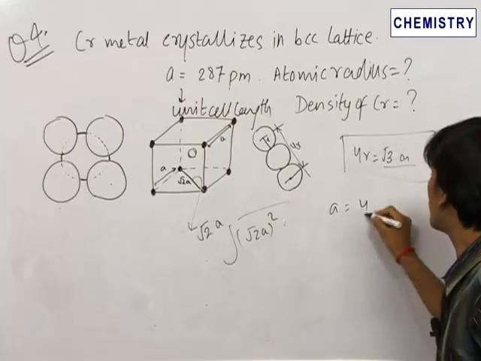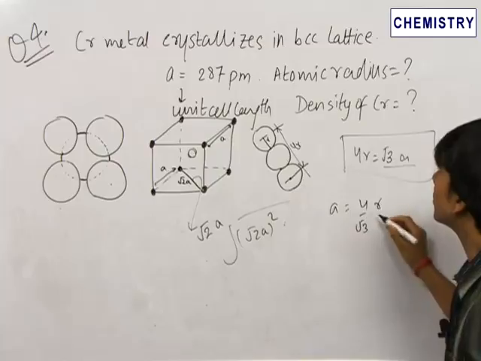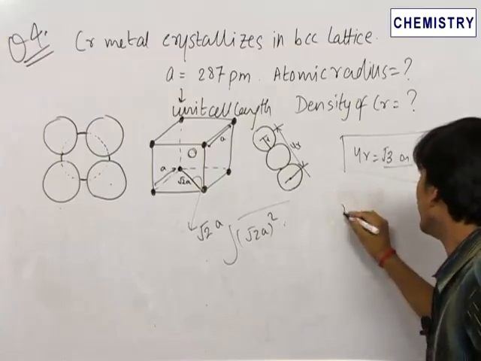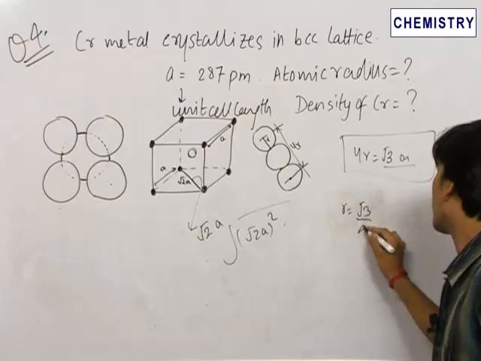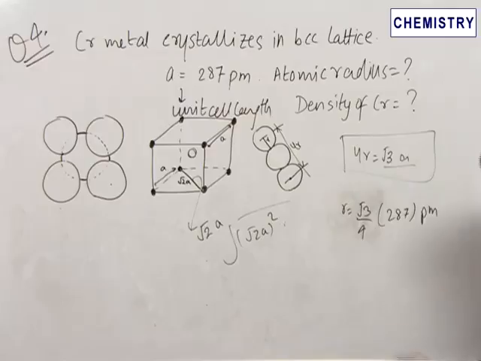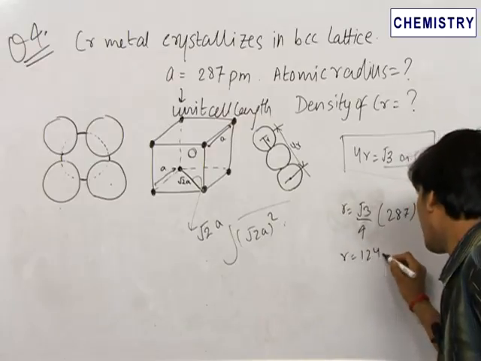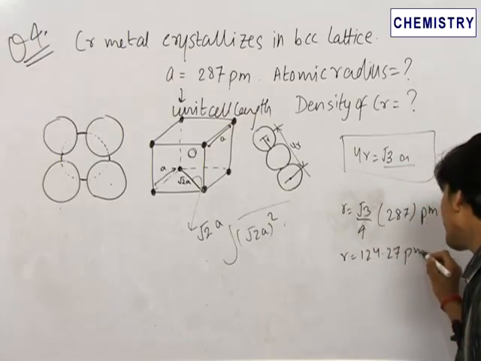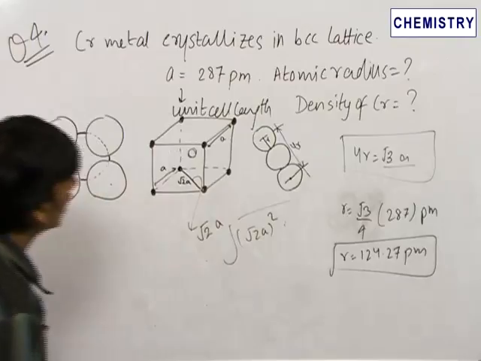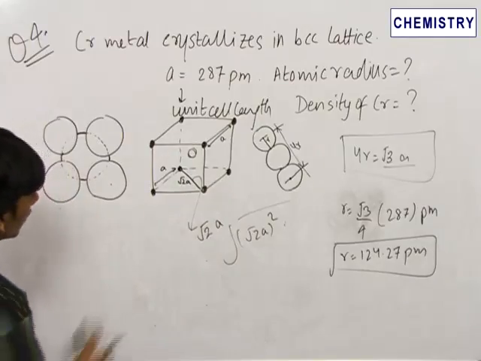On putting the values over here, we get A equal to 4 upon root 3 times R, or rather R is equal to root 3 upon 4 into A, that is equal to root 3 upon 4 into 287 picometers. That is, R is equal to 124.27 picometers. So we get the answer for our first part: the radius of the atom is coming out to be 124.27 picometers. Now we need to find out the density of chromium.